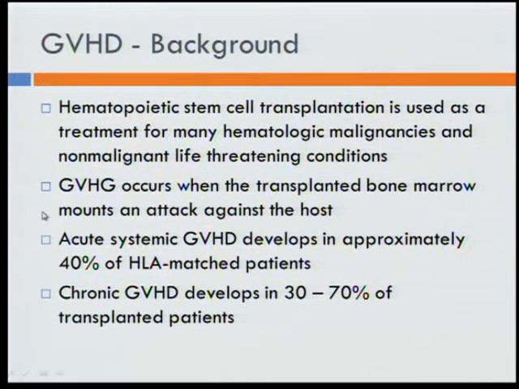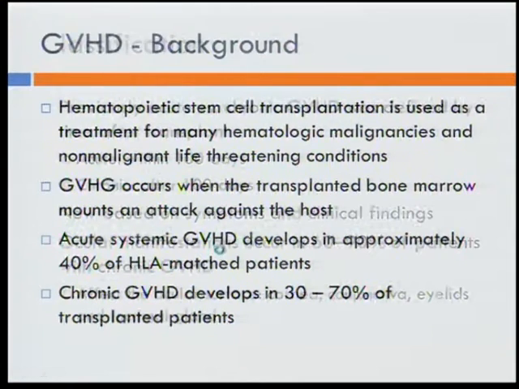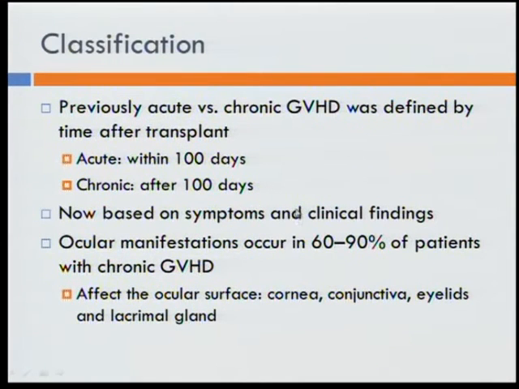As Dr. Murata talked about, GVHD occurs when the transplanted bone marrow mounts an attack against the host. Acute systemic GVHD develops in approximately 40% of HLA-matched patients. Chronic GVHD develops in 30 to 70% of patients transplanted. As Dr. Murata said previously, acute versus chronic was defined by the time after transplant, but now we base acute versus chronic on the symptoms and the clinical findings.